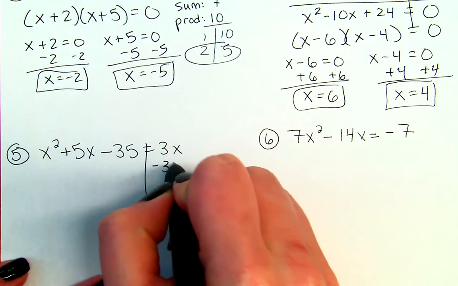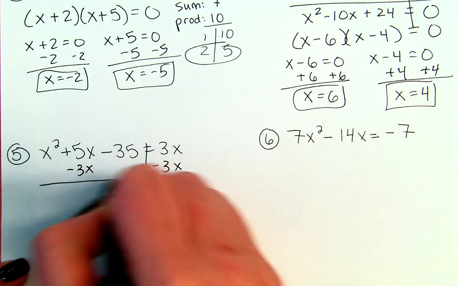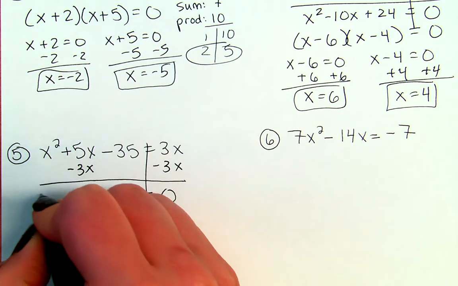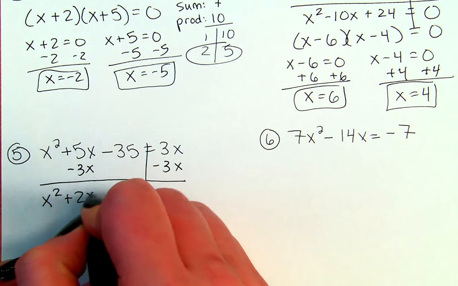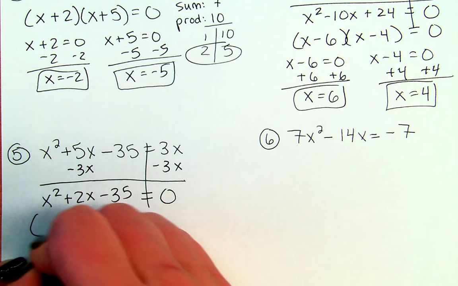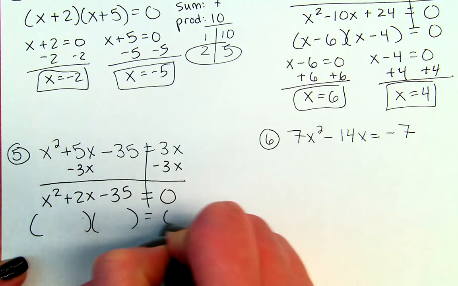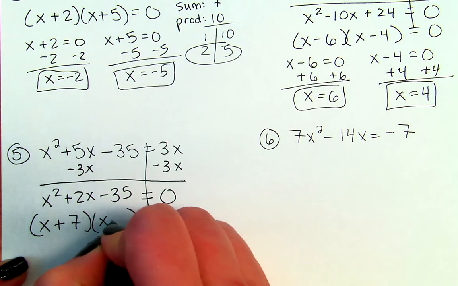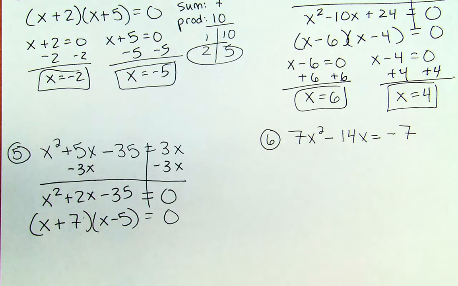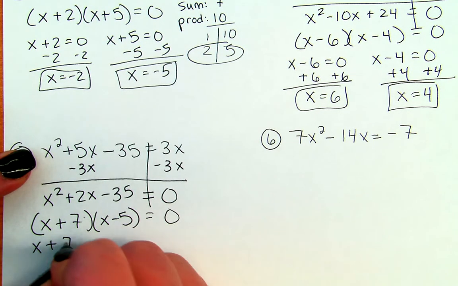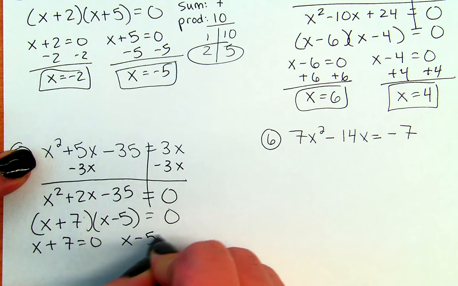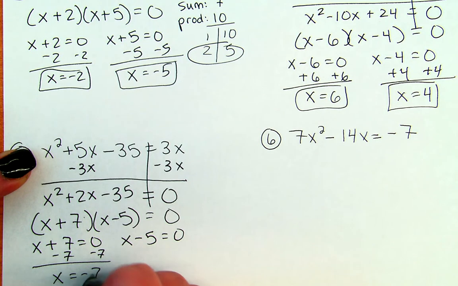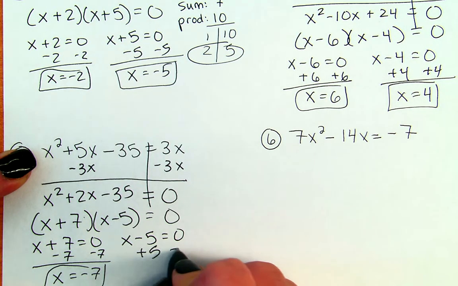All right, so I have to subtract 3x from both sides in order to solve for 0 on the right side. So this is going to get me x squared plus 2x minus 35. Two numbers that multiply to a negative 35 but also add to a positive 2 are going to be positive 7 and negative 5. I'm going to set each factor equal to 0. Subtract 7 from both sides. And add 5 to both sides.